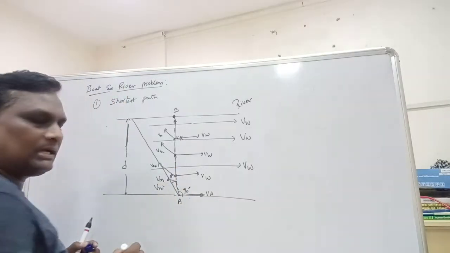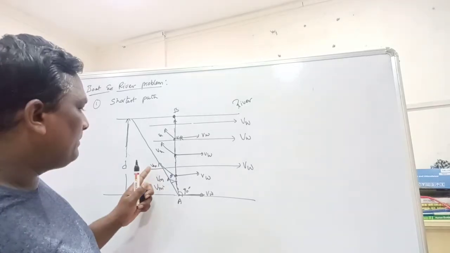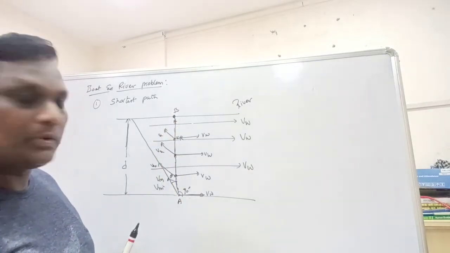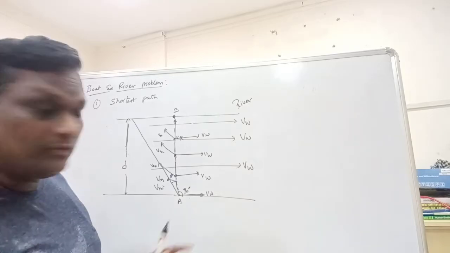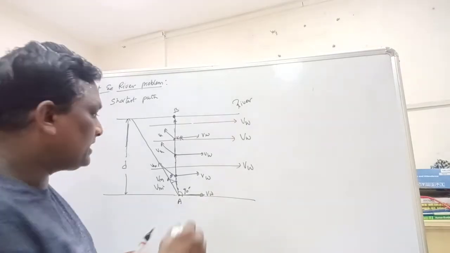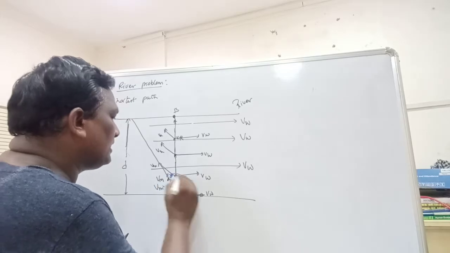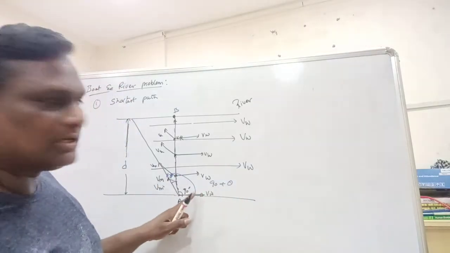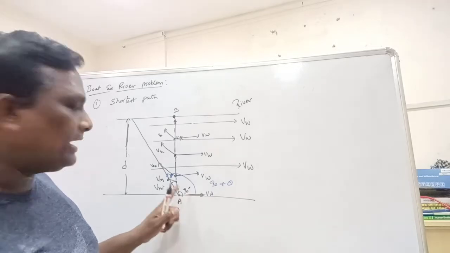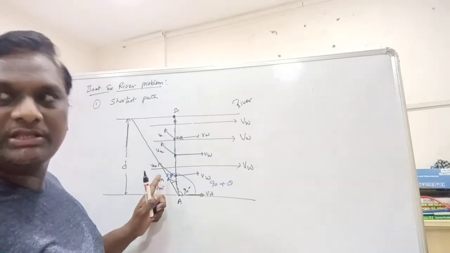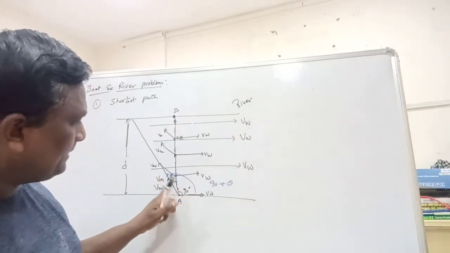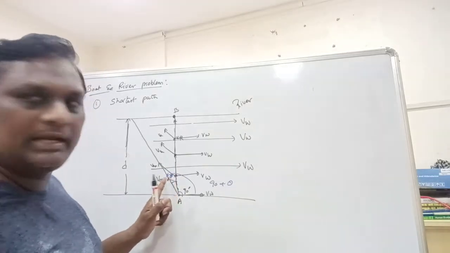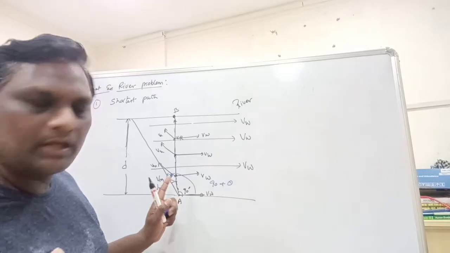This theta is the angle made by the man perpendicular to the river velocity. Suppose they ask you the question with respect to river. With respect to river means you have to take 90 also. Total angle is 90 plus theta with respect to river. Find the angle made by the swimmer with respect to river means 90 plus theta you have to take. Perpendicular to the river means you have to take only theta. Any doubt? No, sir. Right.